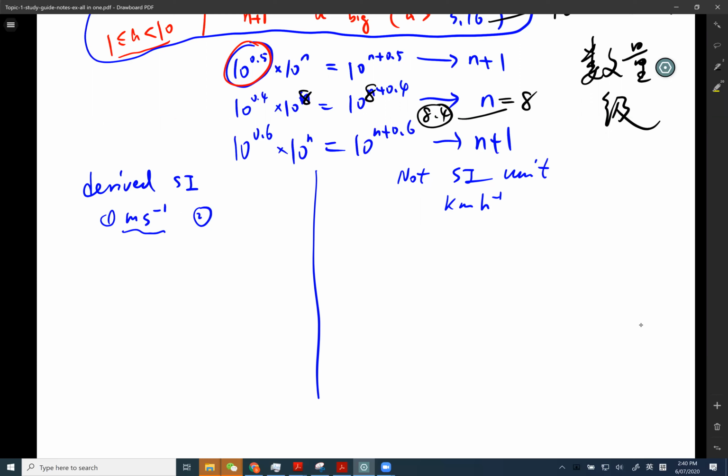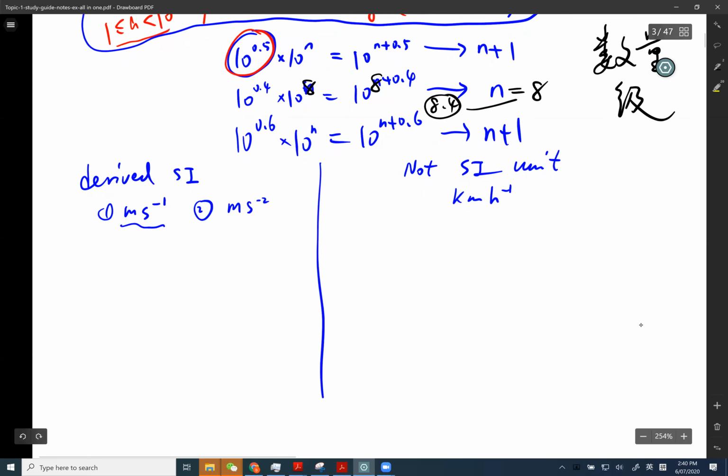Velocity per second. You can say meter per second squared. That's for acceleration. And the third one, you have a lot of famous ones. Newton. Kilogram meter per second. That's for momentum.